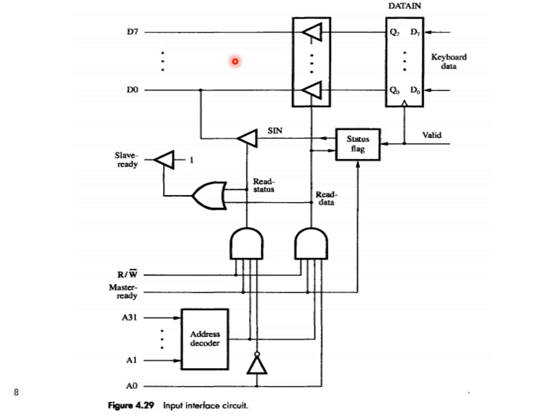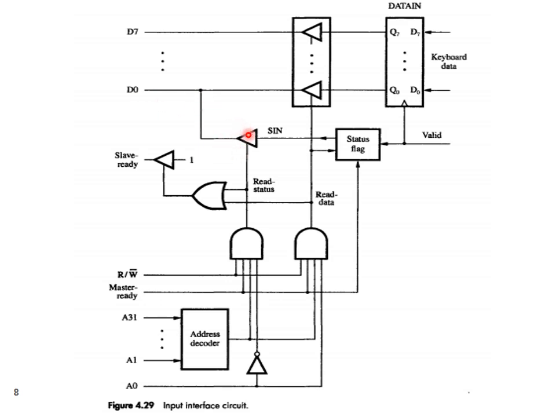Now suppose I want to read the status bit, that is, the SN value is to be read by the processor. Then what should happen? The valid signal that is coming from the keyboard will come as 1, and this will result in setting the SN value as 1. Now this SN value also needs to be sent to the processor. For it to be sent to the processor, the D0 line of the processor bus is used.